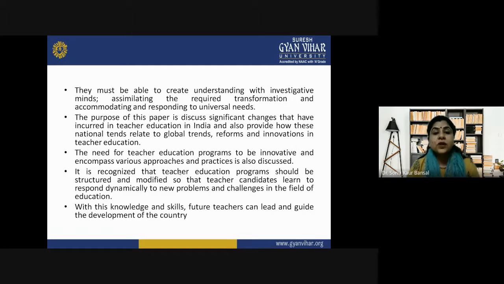All right, the purpose of this class is to discuss significant changes that have occurred in teacher education in India, and also to show how these national trends relate to global trends, reform and innovation in teacher education. The need for teacher education programs to be innovative and encompass various approaches and practices is also discussed. It is recognized that teacher education programs should be structured and modified so that student teacher candidates learn to respond dynamically to new problems and challenges in the field of education.